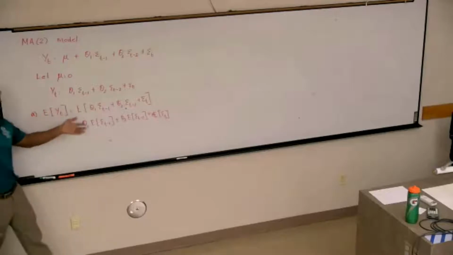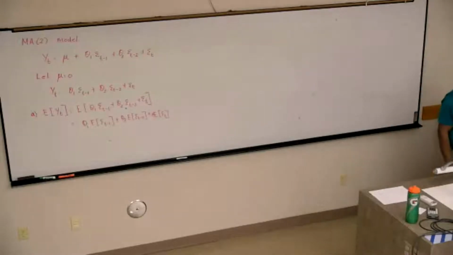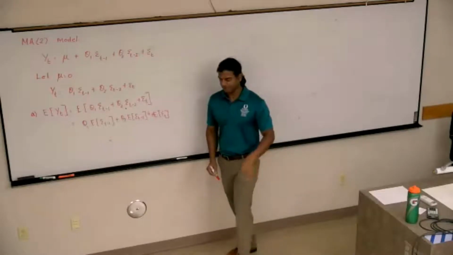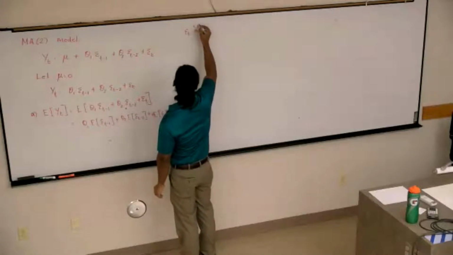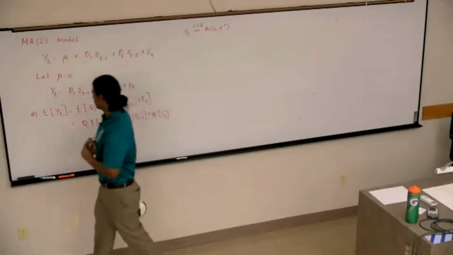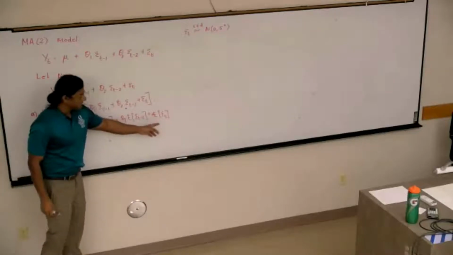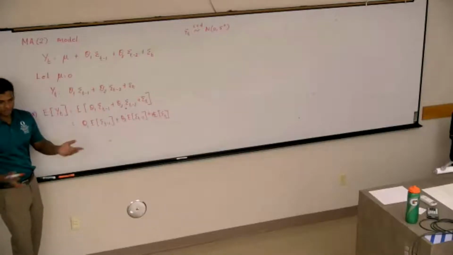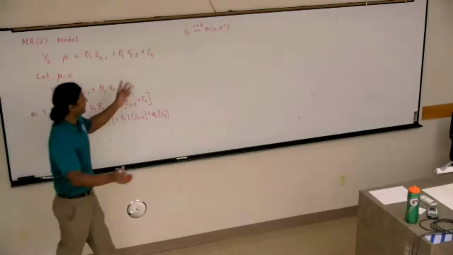Now, what do we know about epsilon t? Our basic assumption is epsilon t is normally distributed, IID, mean 0, variance sigma squared. Independent, identically distributed, no correlation whatsoever. So when I take the expectation, that one's going to be 0, that one would be 0, that one would be 0. Everything becomes 0.